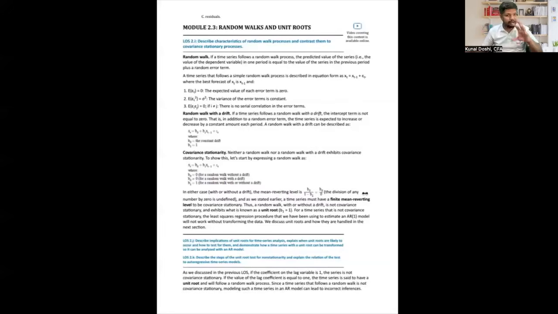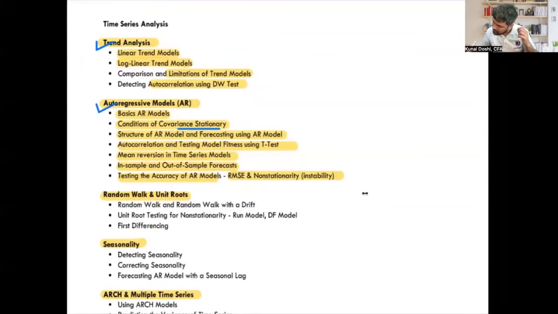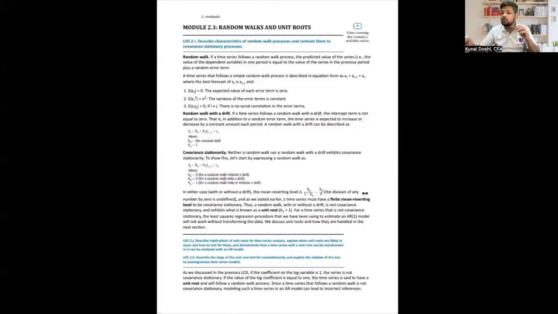Okay, so let me walk you through what exactly we've done till now and what is covariance stationary, as well as mean reverting level. Mean reverting level, if you note here, mean reversion. These two concepts are going to be very crucial when we go ahead.